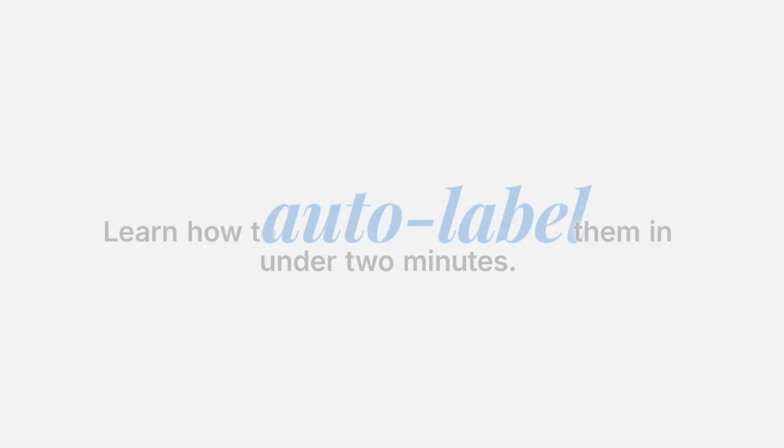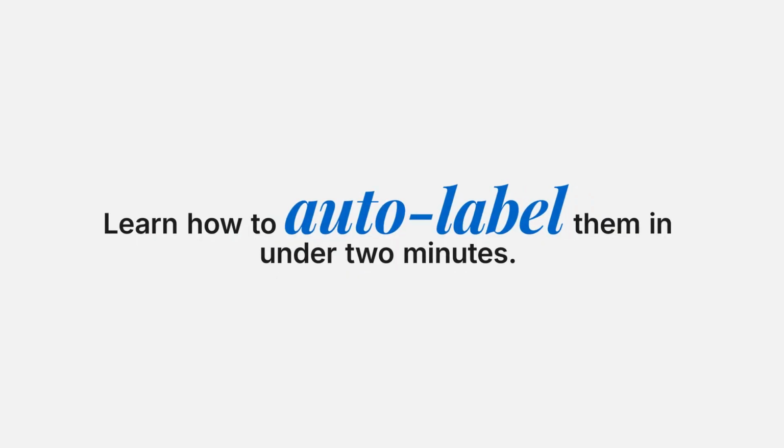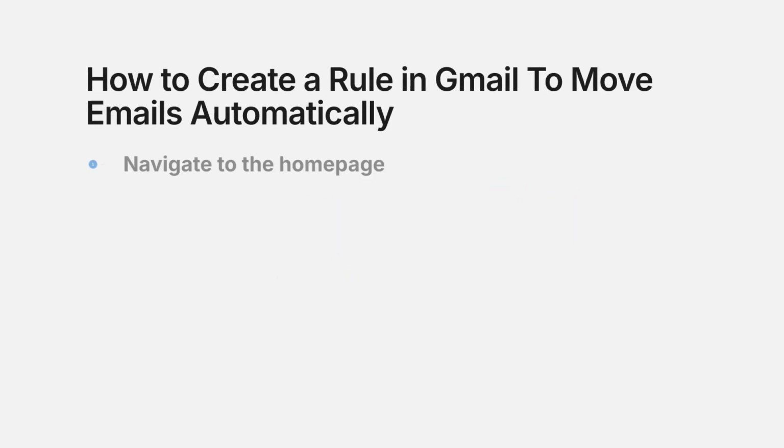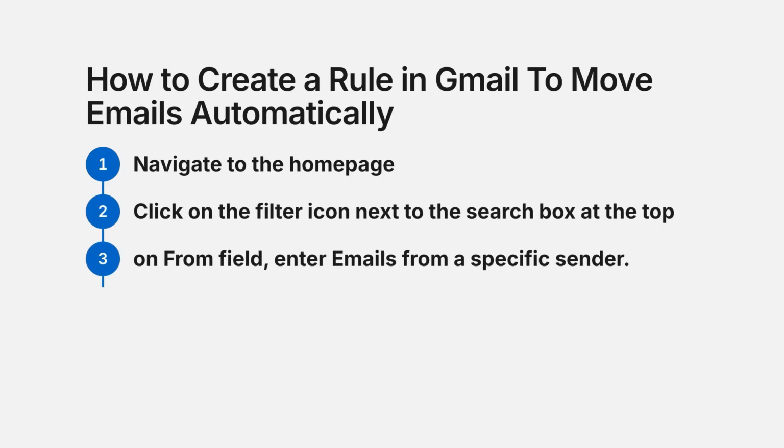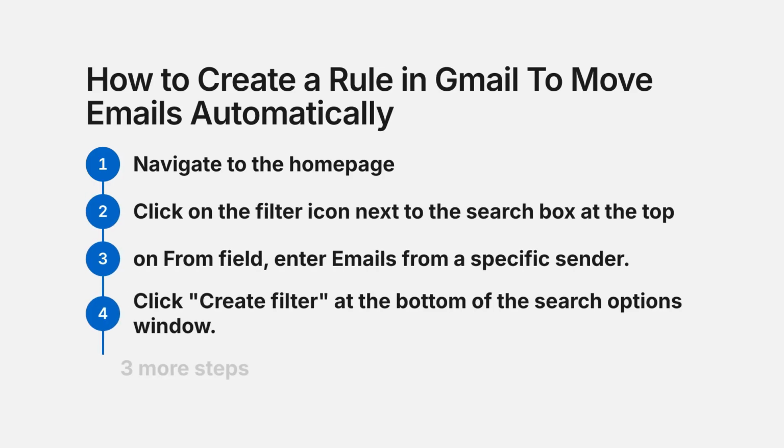Are you tired of manually sorting emails from the same sender every day? Learn how to auto-label them in under 2 minutes. First, I'll show you where to find the filter tool. Then, we'll set up the rule and choose the action. Finally, we'll save it.